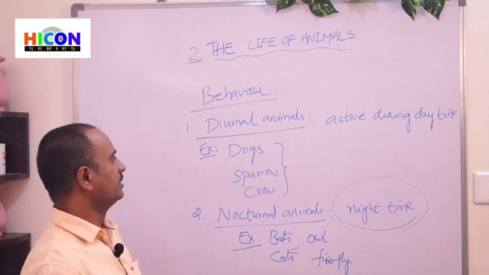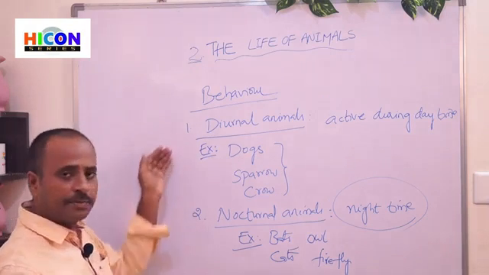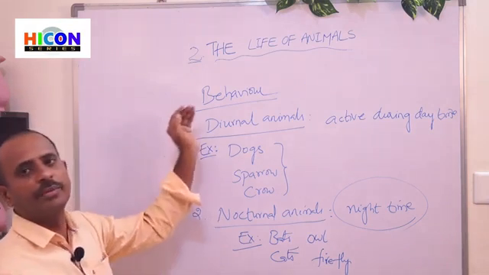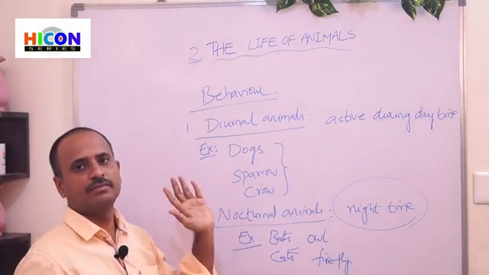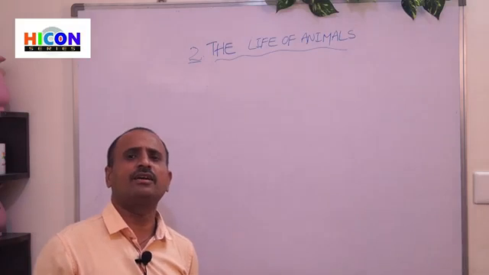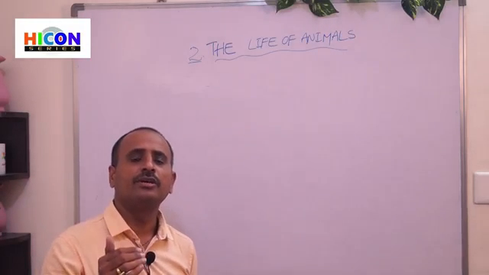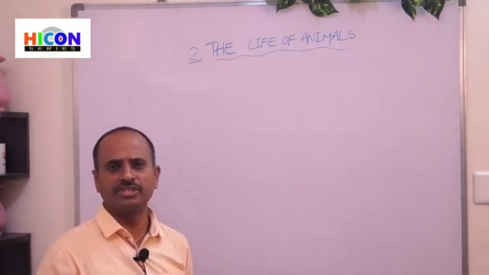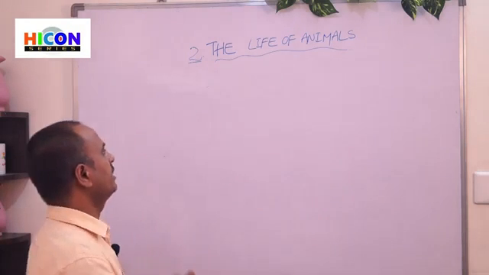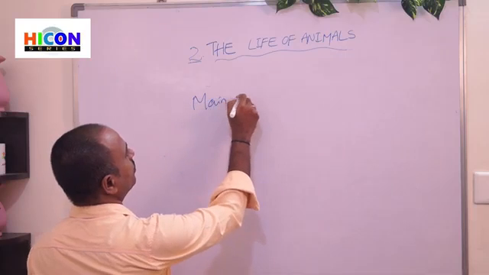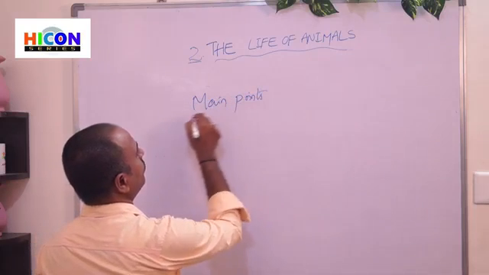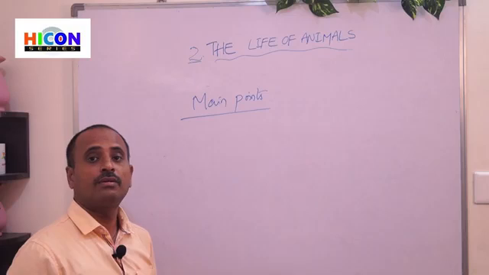Children, so this is about two types of animals based on their behavior, the diurnal animals and the nocturnal animals. Let us recall the main important points we have discussed up to now in this chapter. The first point is the different animals.